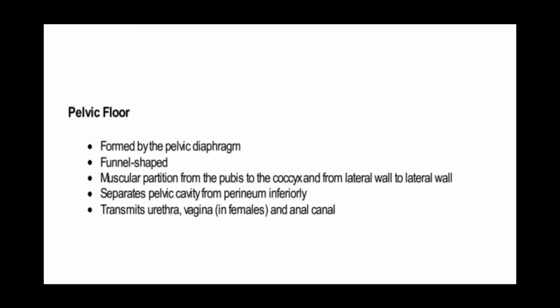So anteriorly it spans from the pubis to the coccyx, and of course from the ilium on one side to the ilium on the other side laterally. The pelvic floor, or pelvic diaphragm, separates the pelvic cavity, which is above, from the perineal space, which is below. The pelvic floor transmits the urethra, the anal canal, and in females, it also transmits the vagina.